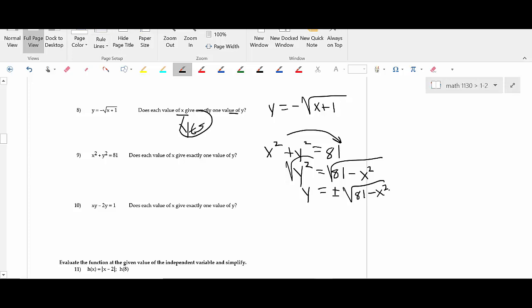Okay? Now, let's see. Give me a real simple number for x, and keep it real simple. 0. How many answers would you get if x is 0? 1.